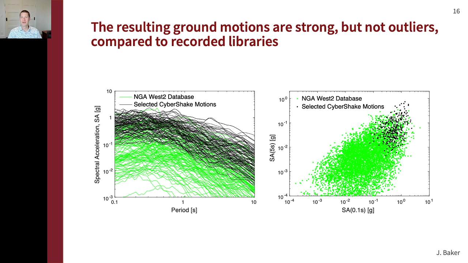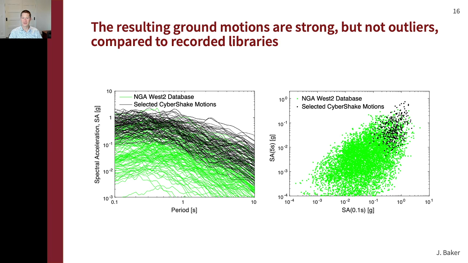So we end up with ground motions from this process that are strong because we're looking at these nearby large ruptures, but they're not outliers compared to recorded ground motion libraries. So here, I've got a couple comparisons of the selected ground motions versus the NGA-West2 database again.